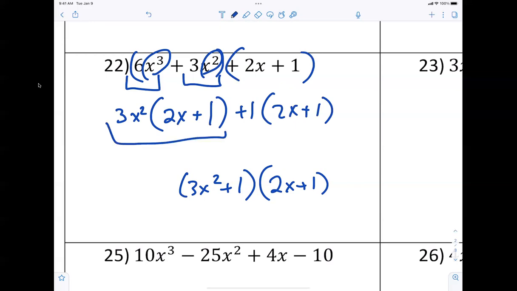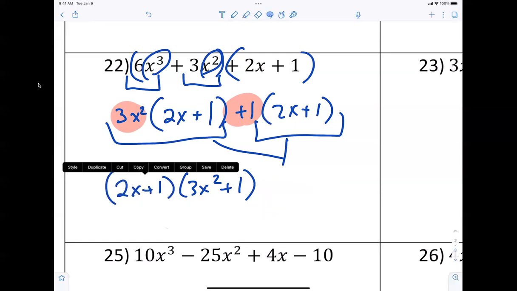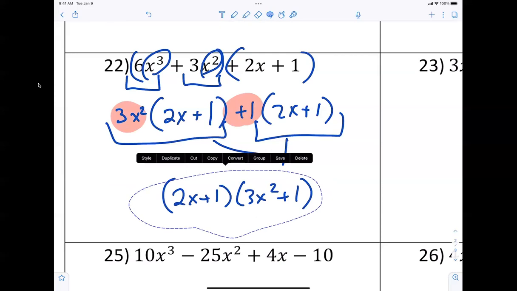And now, what's common here? 2x plus 1. What was left behind? 3x squared plus 1. Good for you, Molly. How'd you know it was plus 1? Well, there's nothing else common between 2 and 1, right? The only thing that's common is a 1. Do you agree with that? Mhm. All right.